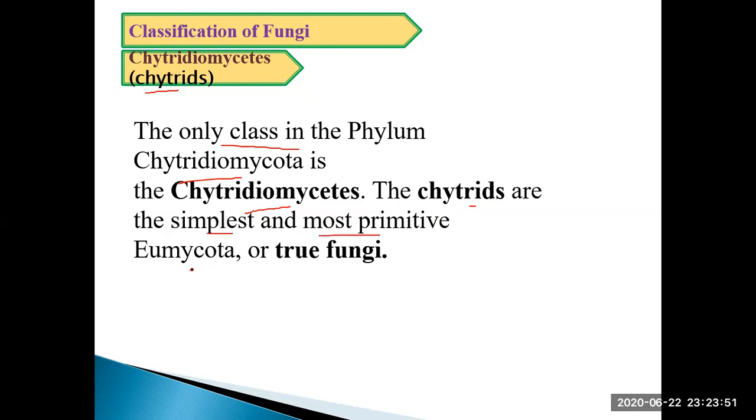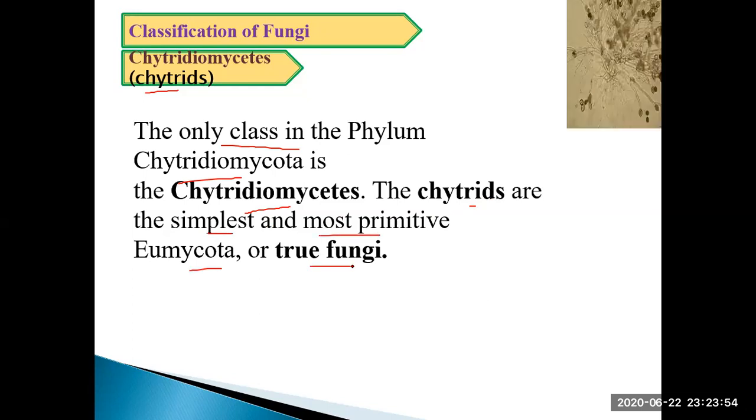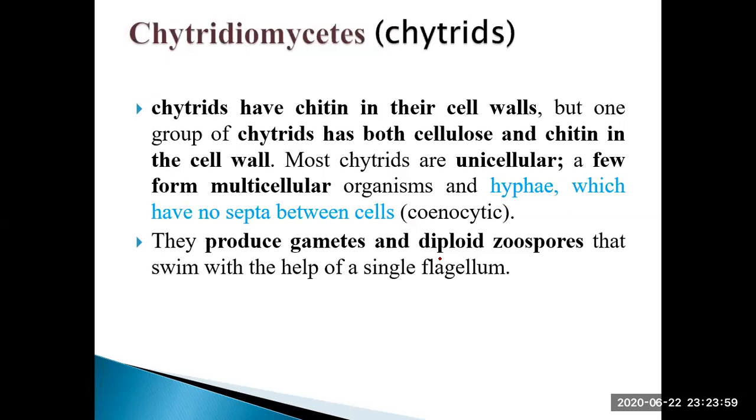and most primitive Eumycota, also called the true fungi. An example of that is Allomyces. If we go to some structural characteristics, it contains chitin in its cell wall. But there are some groups of chytrids where one group contains both cellulose and chitin in the cell wall. Mostly chytrids are unicellular, and a very few are multicellular organisms.